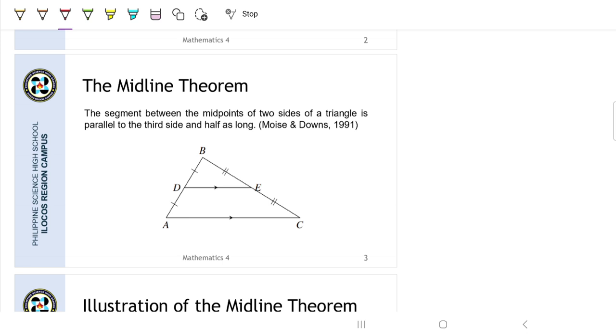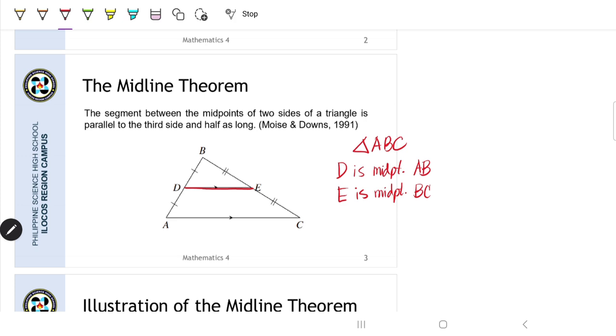The segment between the midpoints of two sides of a triangle is parallel to the third side and half as long. So in this given figure, we have here triangle ABC, wherein D is the midpoint of side AB. And at the same time, E is also the midpoint of side BC. So if we connect the two midpoints, we can form this segment DE.